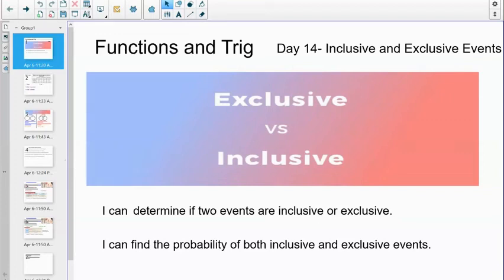Hello, everyone, and welcome. Today we are doing day 14, inclusive and exclusive events. We're going to be able to determine if events are inclusive or exclusive, and we're going to find the probability of both of those events occurring.